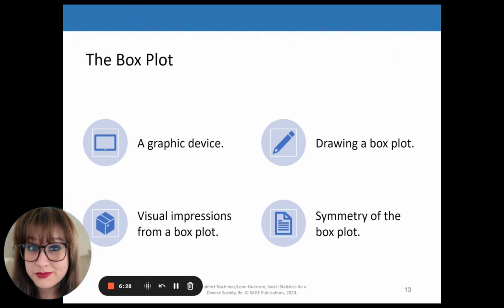And we are going to practice making box plots. I'm not asking that you necessarily include it in your case study, but I do want you to at least know what a box plot is and to look at it.